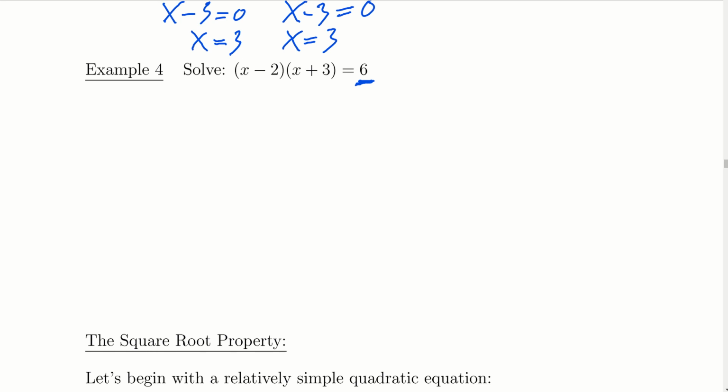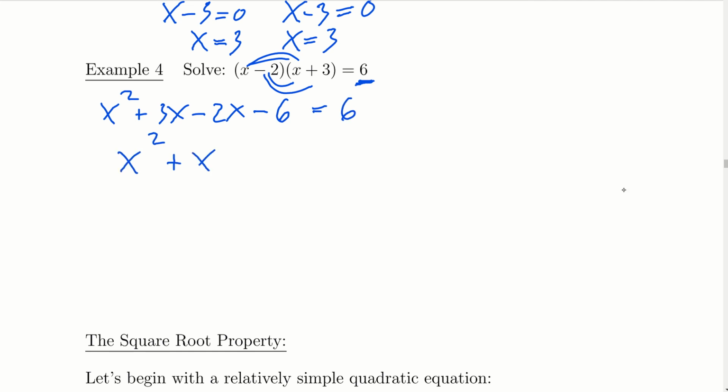So to begin, let's get rid of these parentheses and distribute. X times x is x squared. X times positive 3 is a positive 3x. Negative 2 times x is a negative 2x. And then a negative 2 times 3 would give us a negative 6 equals positive 6. Combine these like terms: x squared plus x minus 6 equals 6.